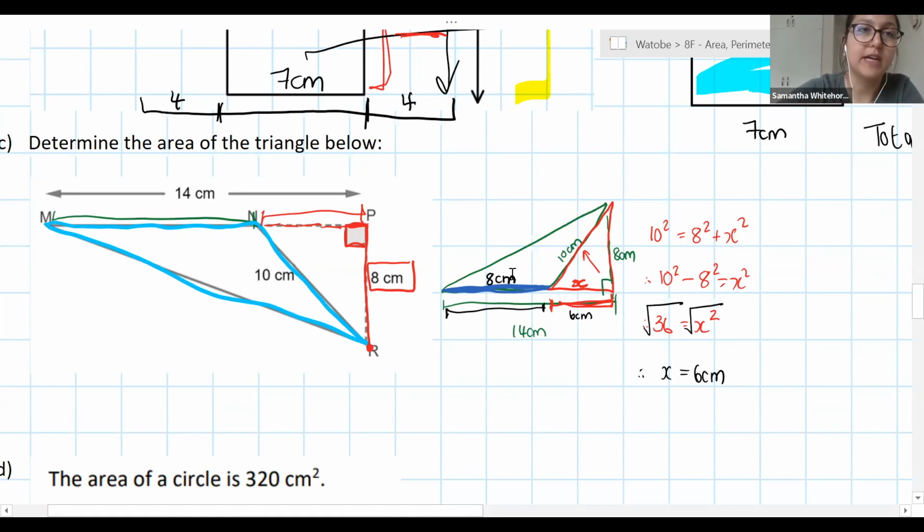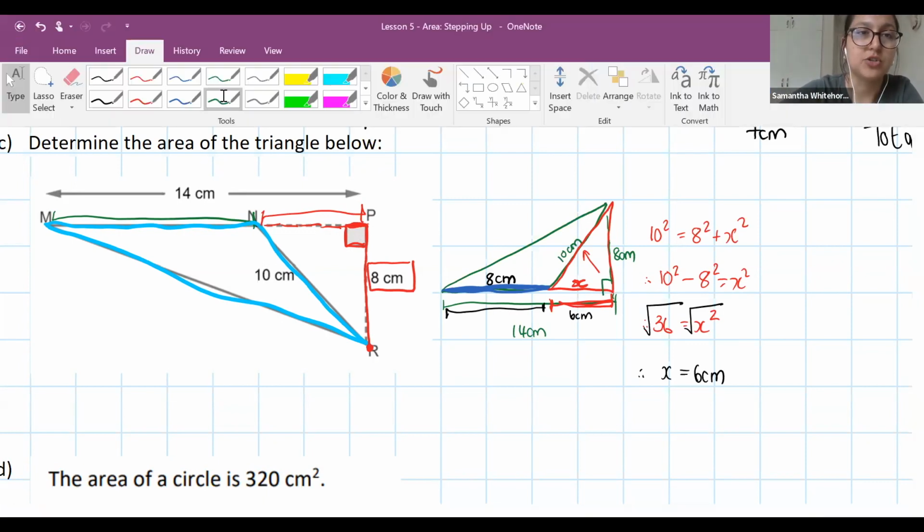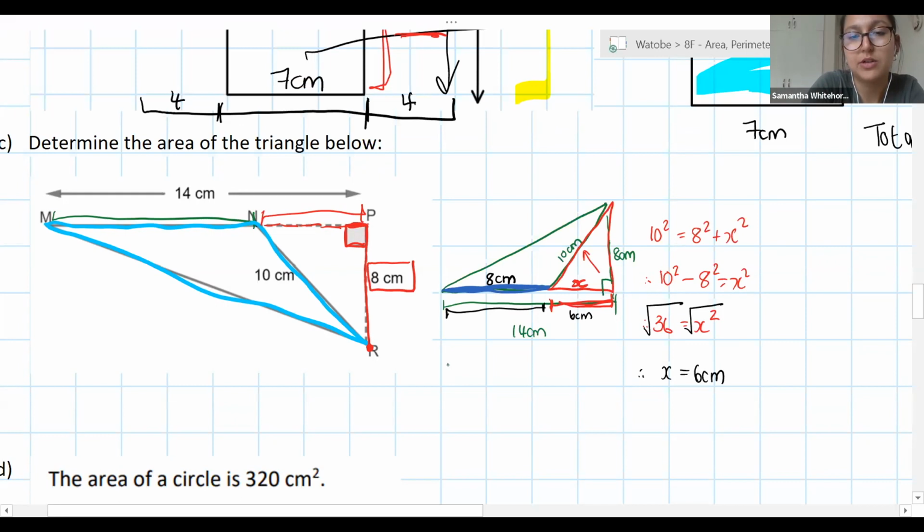And now that's great because I've got enough information to go and try and work out the area of my triangle. Because remember, the area of my triangle is equal to half times the base times the height. Remember, your base length is now this 8 centimeters we found, and the height is the 8 centimeters that was the perpendicular height that we were given.